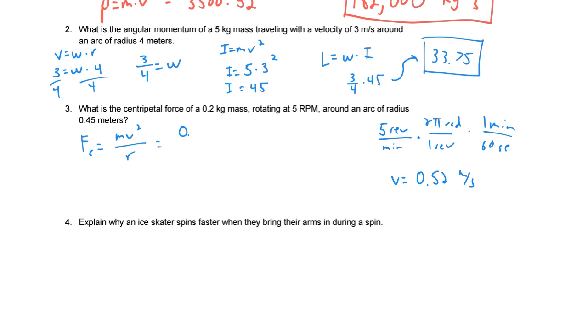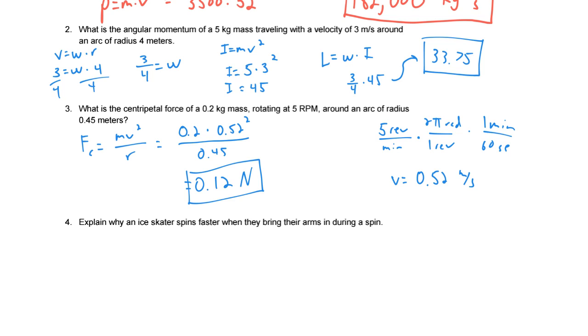I think I've got everything else in this problem. So 0.2 for the mass, 0.52 squared for the velocity, and the radius is 0.45. Let's plug all this into our calculator. And I get a centripetal force of 0.12. And because I did everything in SI units, the unit for this is newtons.